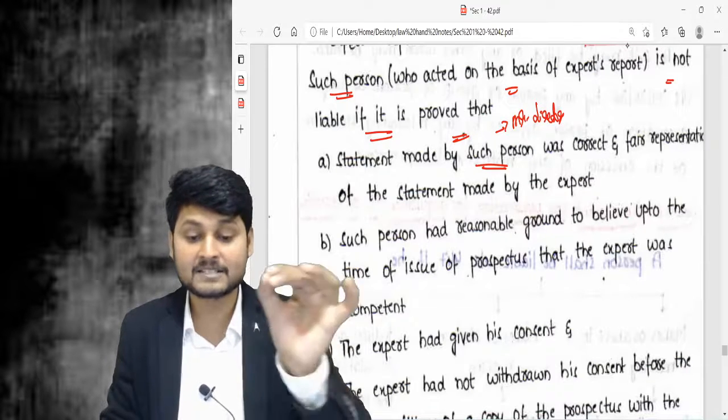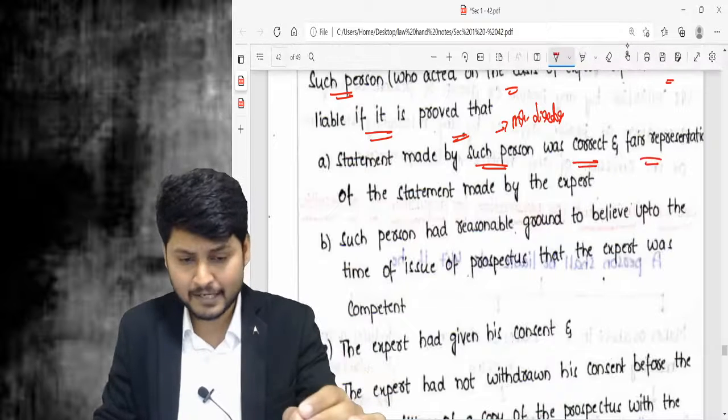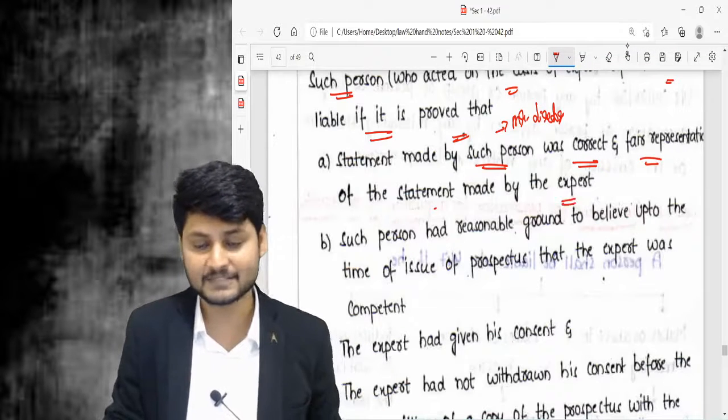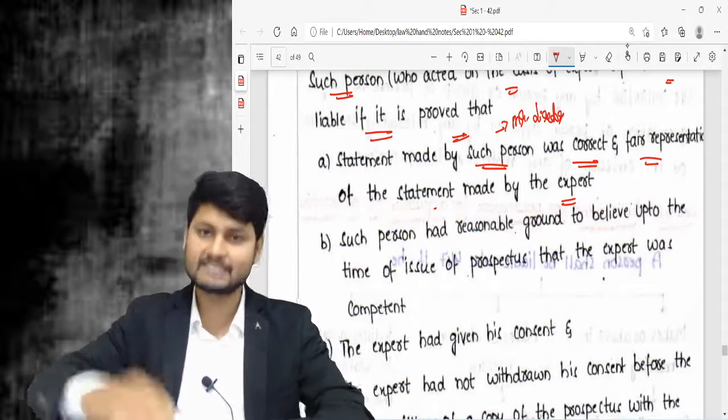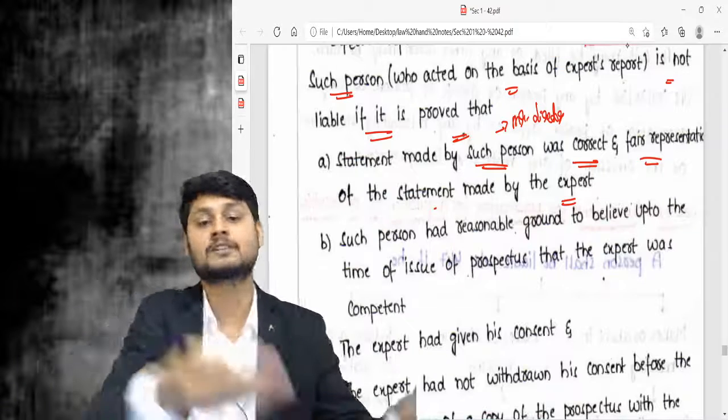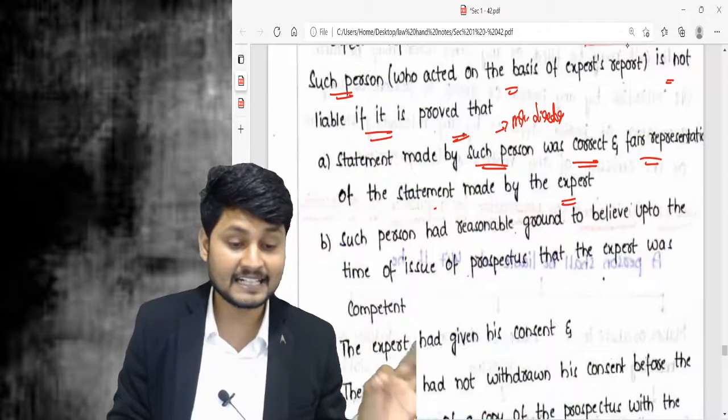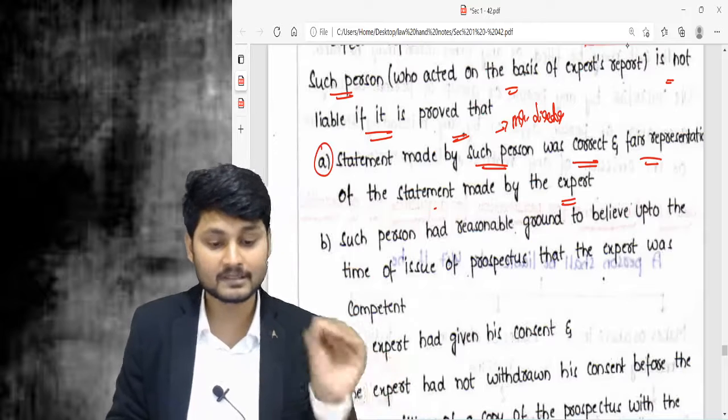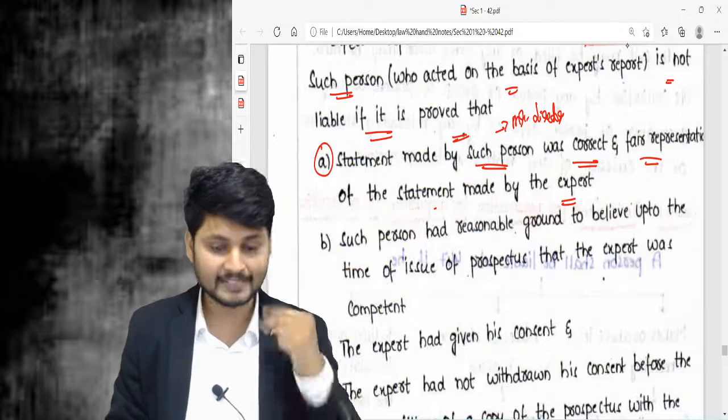The statement made by such person was a correct and fair representation of the statement made by the expert. Whatever is given by the expert is given by the director. It is the mistake of the expert, not the mistake of the director. It has to be proved by whom? Mr. Director.